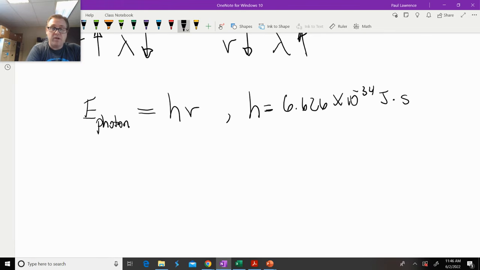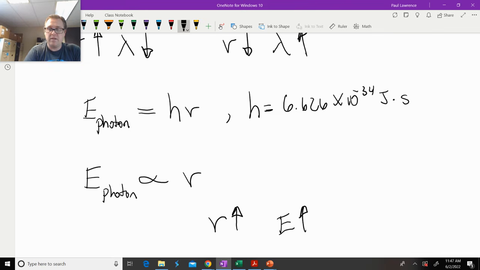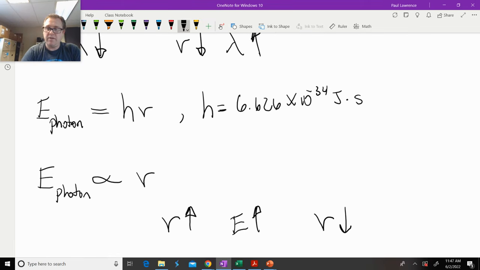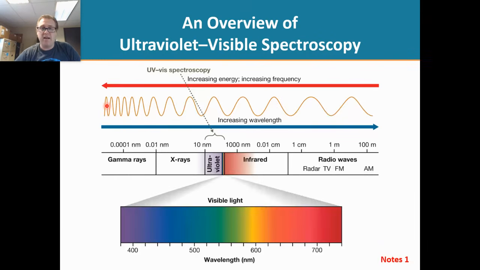Now, energy is directly proportional to frequency. So we can say the energy of a photon is directly proportional to its frequency. That simply means that if the frequency of the photon of light increases, the energy of that photon is going to increase. So if the frequency decreases, then the energy will also decrease. And we can see that right here.